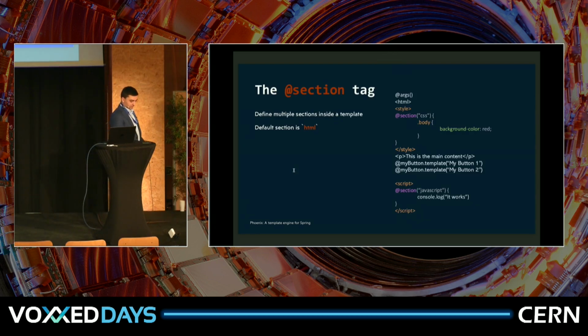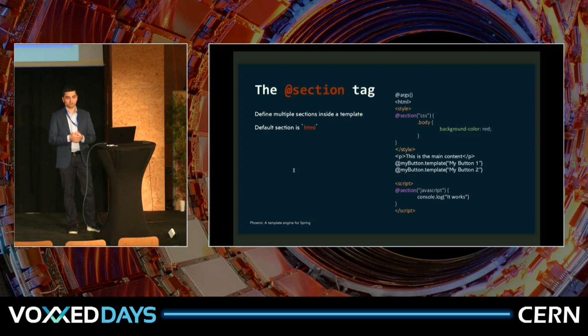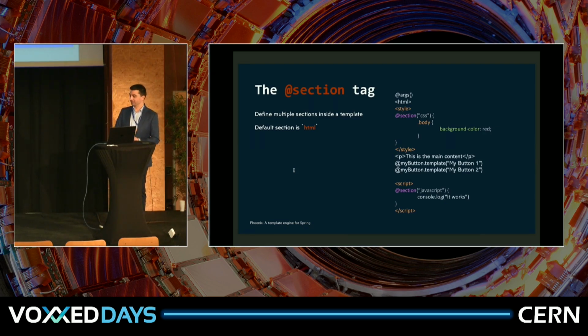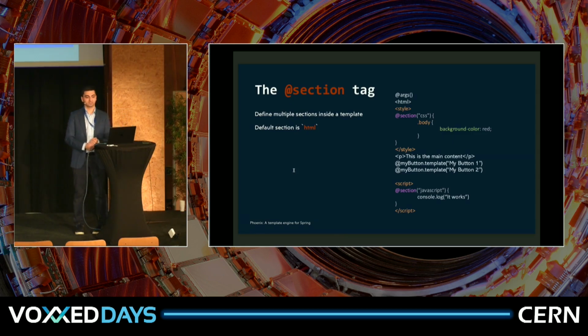Now, templates are very fun and nice, and they make everything work. But complex web applications require components that usually have the HTML part, maybe some CSS to style everything, or maybe even JavaScript. By default, everything in Phoenix is in the HTML section. However, you can explicitly declare other sections. CSS and JavaScript are the prime suspects here, but you can use any name you want. There are no restrictions, and you can have as many sections as needed.